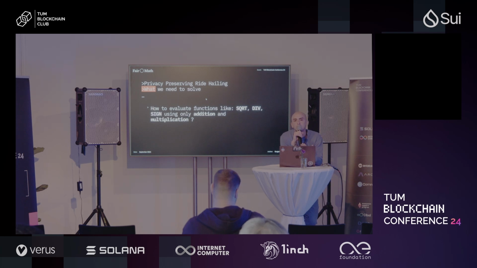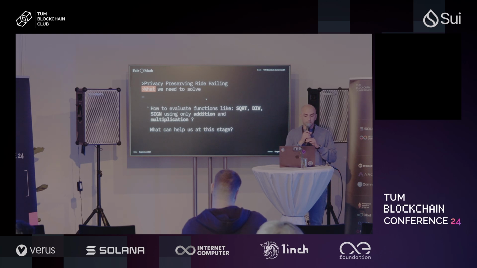And also, it's not so easy to build a polynomial approximation, because, for example, if we work with one variable, we can use some Chebyshev approximation. But if your function depends on n variables, it's not so easy. What can help us at this stage?